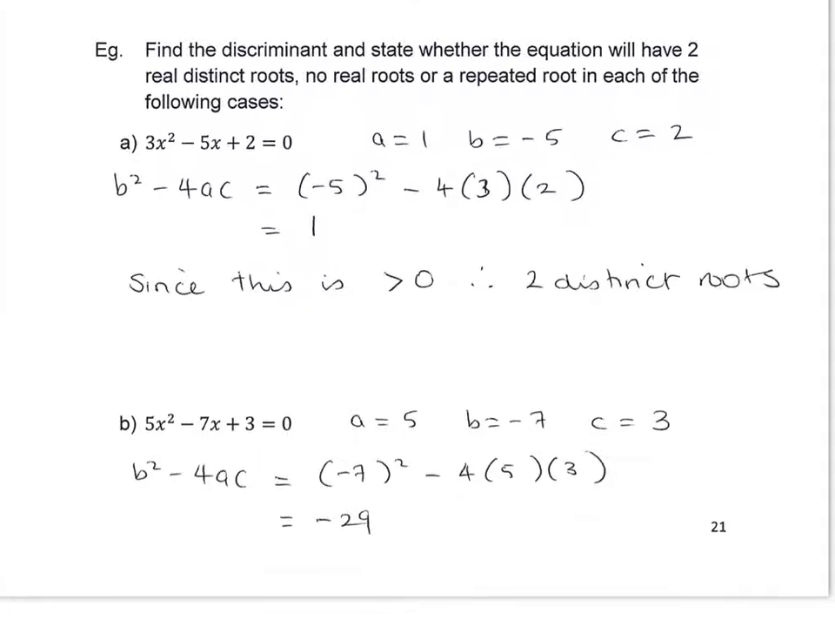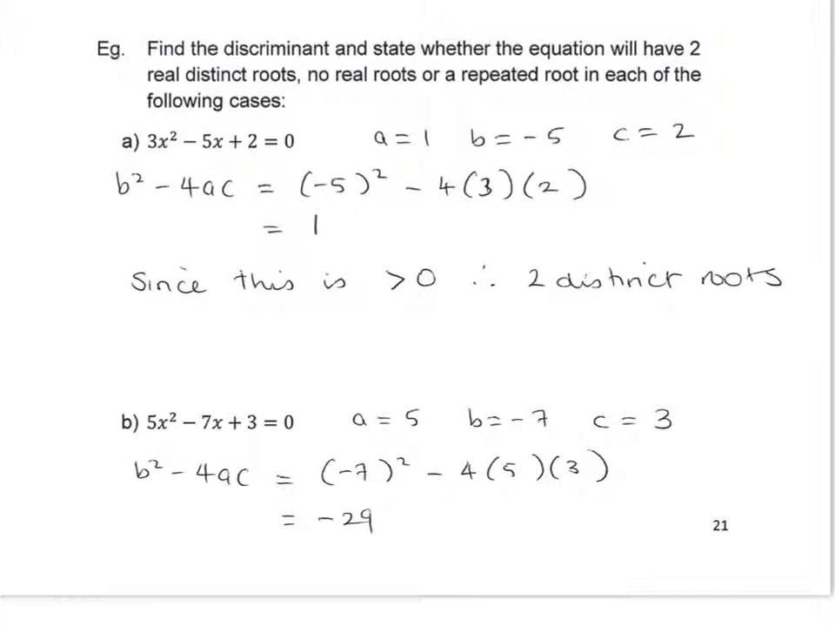Let's look at a few quadratic equations and decide how many roots or solutions they will each have. The first one here is 3x squared minus 5x plus 2 equals 0. We get our values of a, b and c out of that just like you would if you were using the quadratic formula. So a is 3, b is minus 5, c is 2. Substituting those into the discriminant, b squared minus 4ac, so minus 5 all squared minus 4 times 3 times 2 gives us an answer of 1.